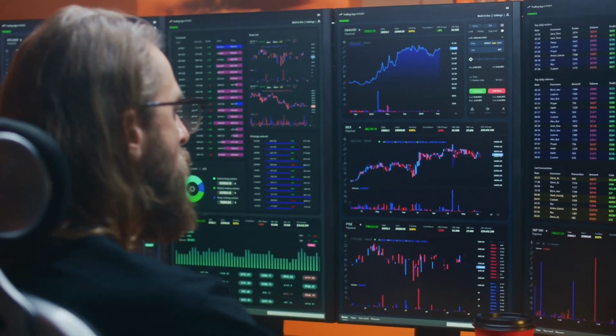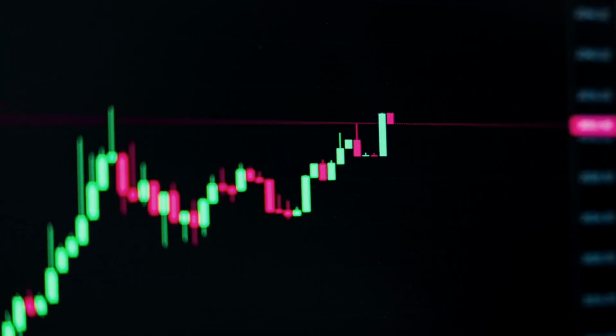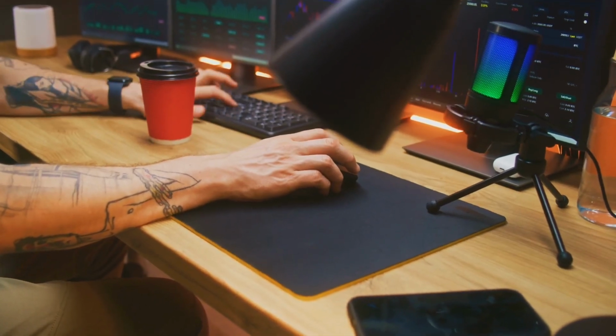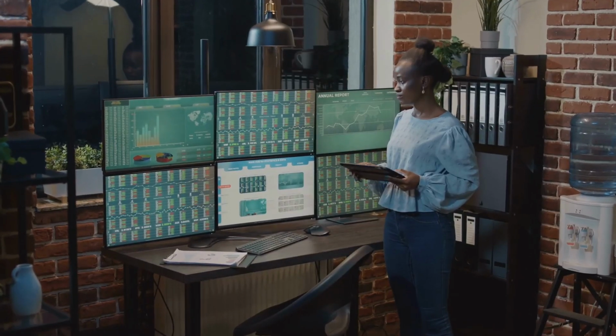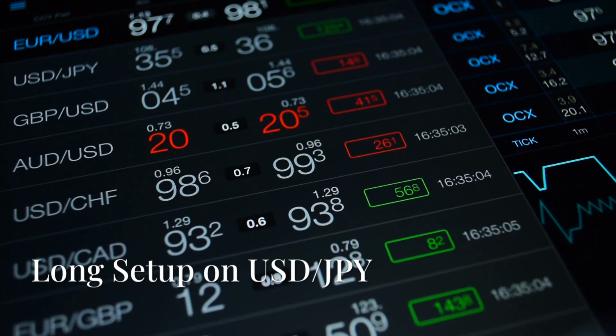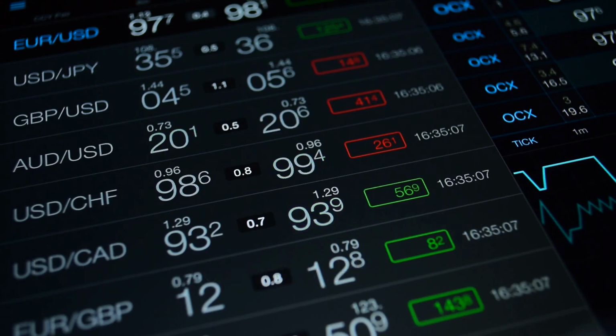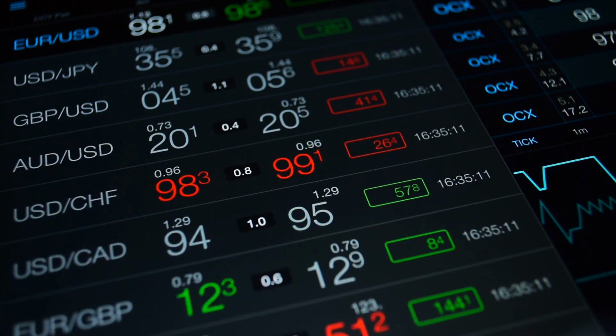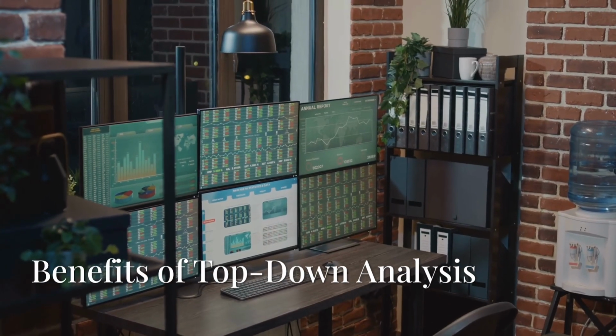Drop to the 4-hour or 1-hour time frame. Look for entry triggers like candle patterns and indicator confirmation. Fine-tune your stop loss and take profit levels. Confirm that the momentum is aligned with those higher time frames. Example, long setup on USD/JPY.